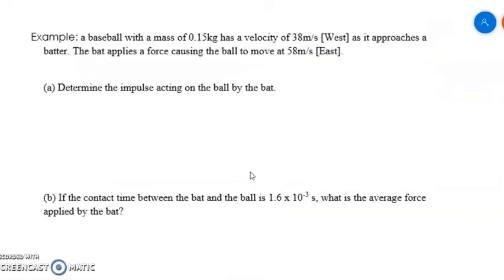A baseball with a mass of 0.15 kilograms has a velocity of 38 meters per second west as it approaches a batter. The bat applies a force, causing the ball to move at 58 meters per second east. So the baseball had momentum going toward the batter, and then the bat contacts the baseball and completely switches the direction of the momentum and sends it back the other way. So we can figure out the impulse acting on the ball by the bat because there's a change in momentum.